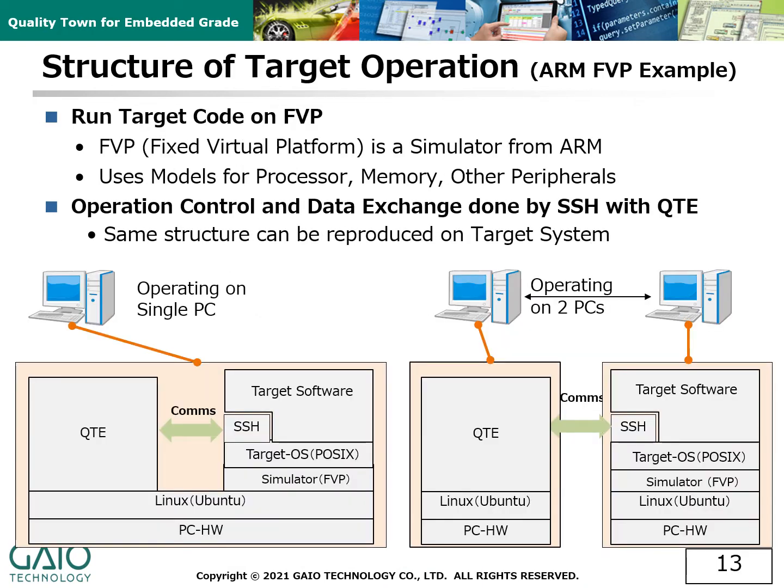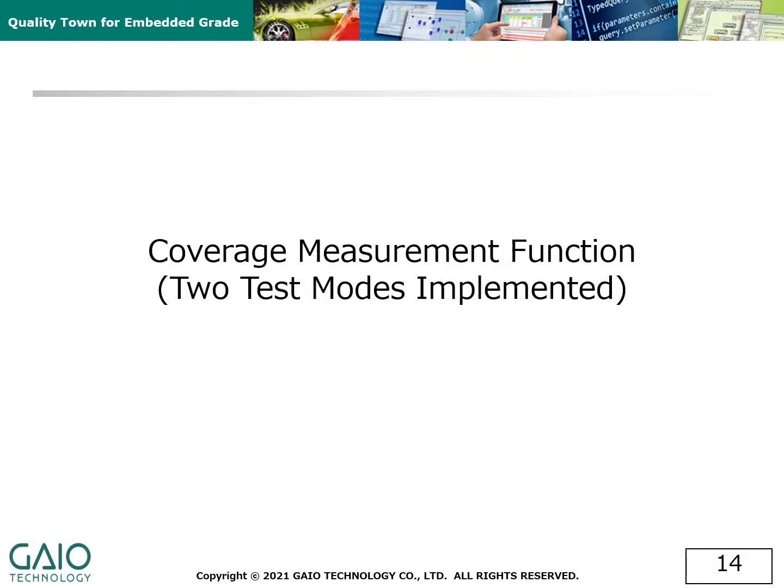This slide shows the structure of a typical target operation. QTE can be run on the same computer as the target system or can operate remotely. The target system is run on a virtual platform and communicates with QTE through a secure shell. And next we'll look at the coverage measurement function and the two test modes it can utilize.